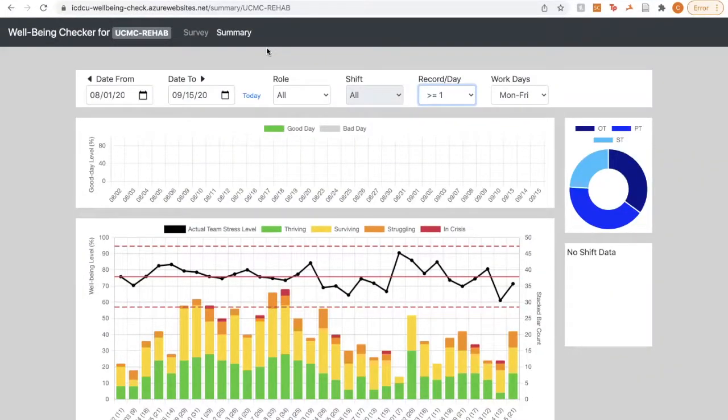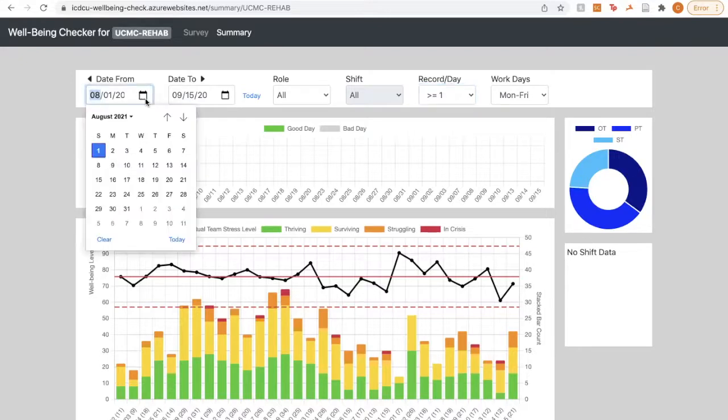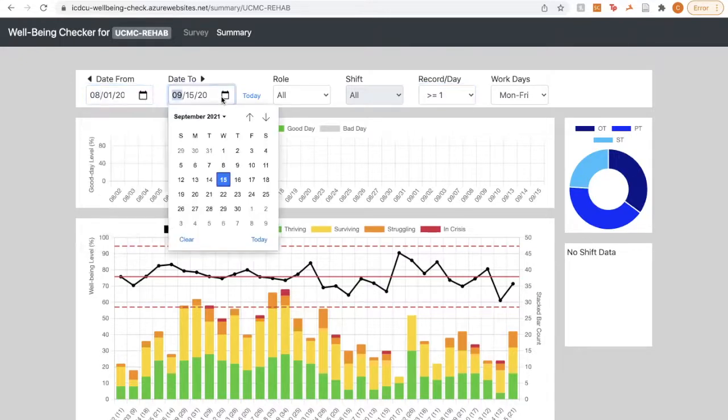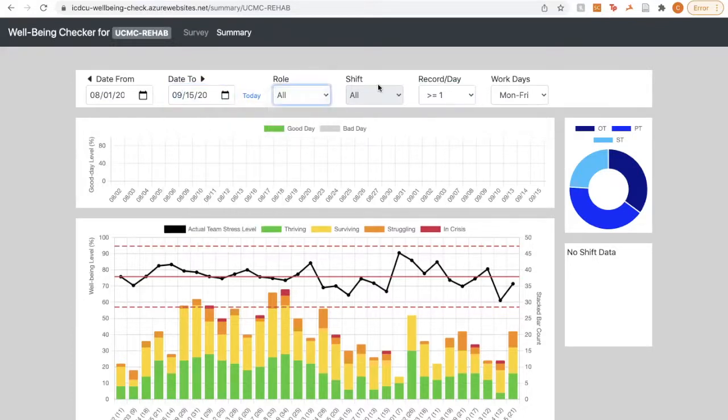In addition to filling out the survey, you can also view a summary of your team's stress levels by clicking on the Summary tab. This interactive chart will allow you to choose the time range that you would like to view, as well as data from specific roles or shifts if applicable.